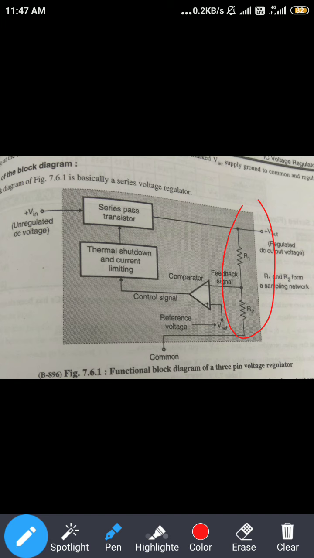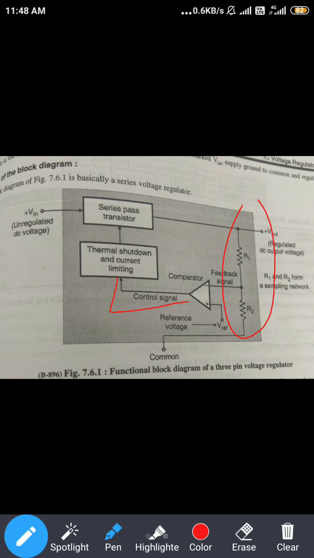This reference voltage is compared with the feedback signal by the comparator to produce the control signal, which is then applied to the series pass transistor with the help of the thermal shutdown and current limiting block. The thermal shutdown and current limiting block provides protection against increased internal temperature or overcurrent, that is, for high heat dissipation or high temperature, to avoid any breakdown.